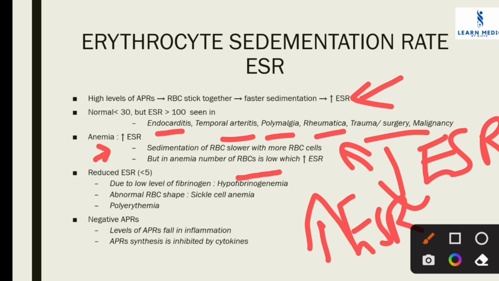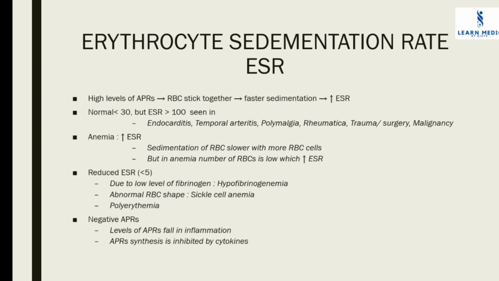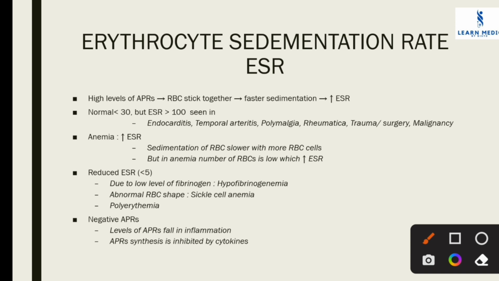There are also conditions where the ESR is less than 5, such as due to a low level of fibrinogen, or hypofibrinogenemia, or in the case of abnormal RBC shape, sickle cell anemia or polycythemia. It is the opposite of anemia. Polycythemia means the amount of RBCs is hugely increased. So in these cases we have a reduced ESR, less than 5.